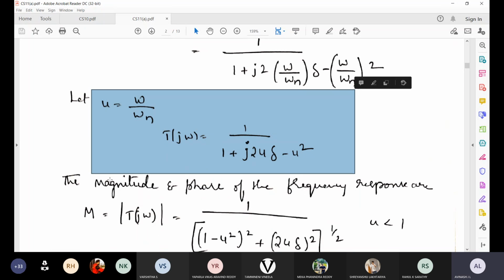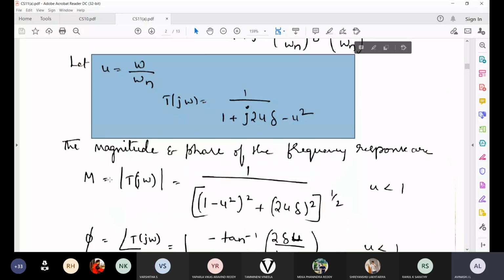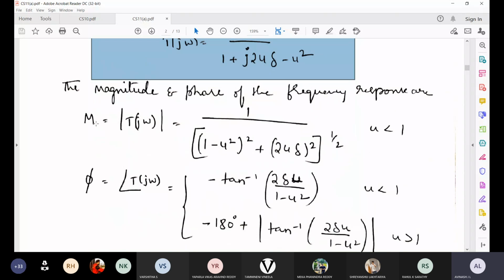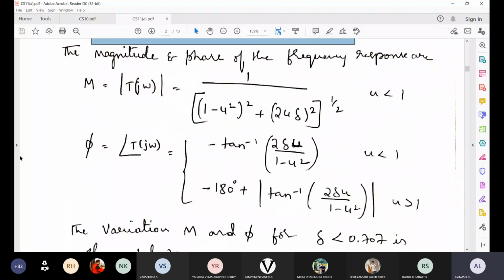So your magnitude and phase response. I am able to see that the magnitude and phase of the frequency response are given as so and so. Your magnitude response will be given by M, so M of u will be equal to the modulus of T of j omega. You take the modulus on both sides, that is 1 over the square root of the expression, to the power of 1 by 2, where u is less than 1.